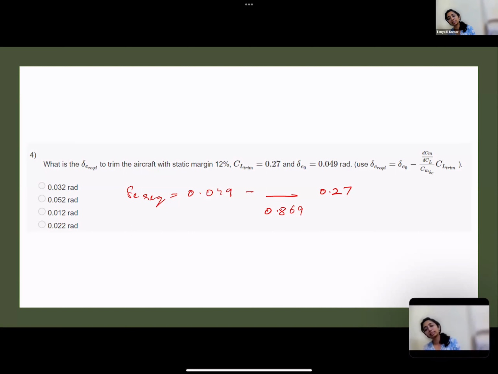What other thing is given to you in the question? What is DCM upon DCL? Just try to solve this and tell me. Let's give you a couple of minutes.